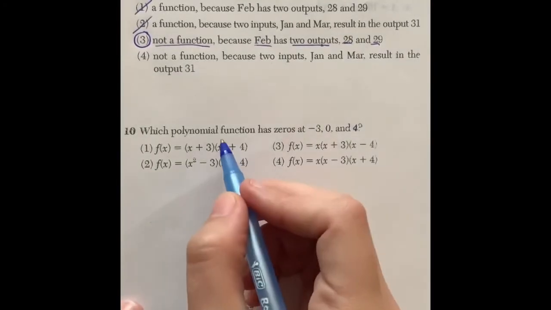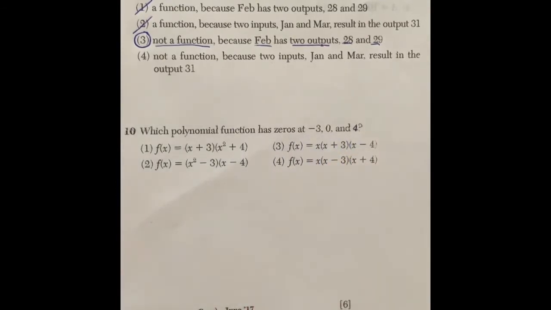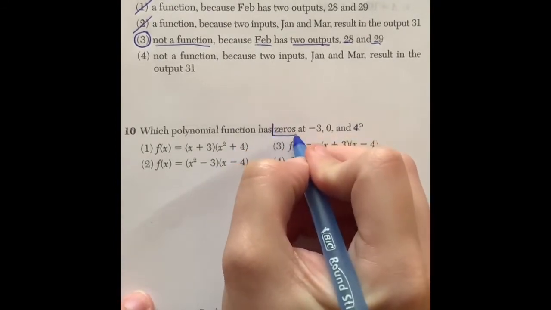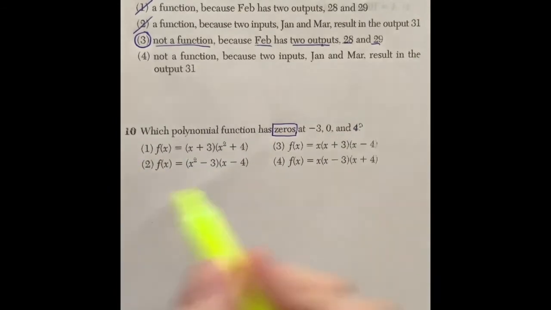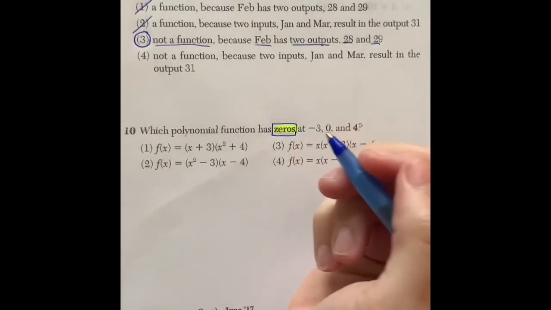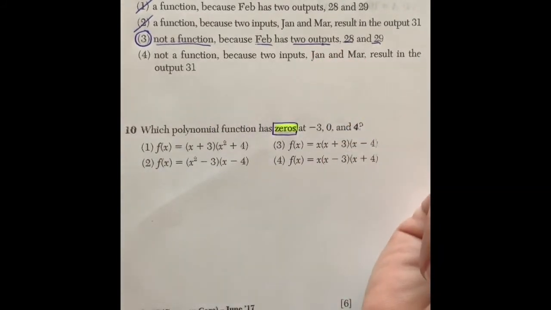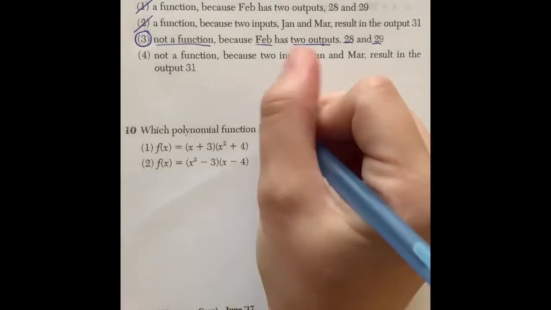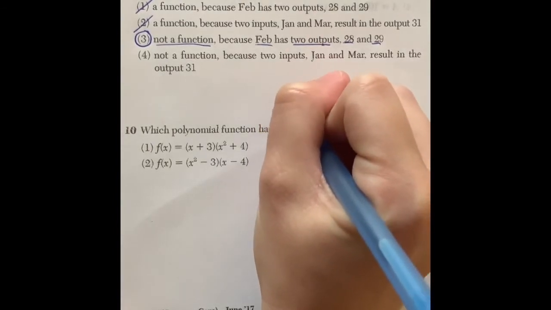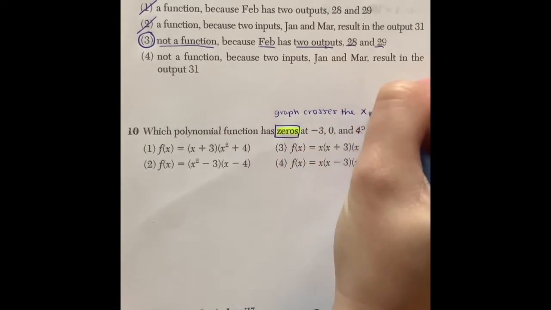Number 10. Which polynomial function has zeros at -3, 0, and 4? This keyword zeros, I'm going to box and highlight. Whenever I see the word zeros, I should be thinking of zeros, solutions, roots, x-intercepts. They all mean the same thing. And that's where the graph crosses the x-axis.